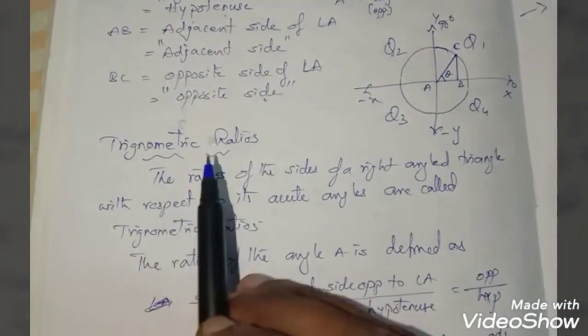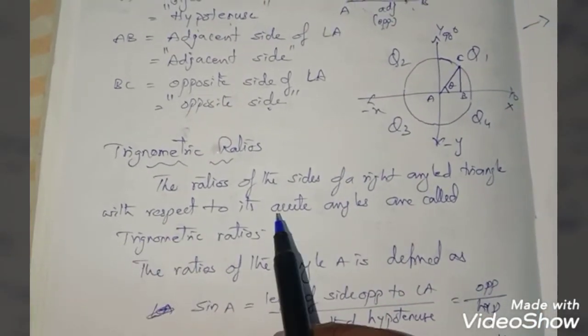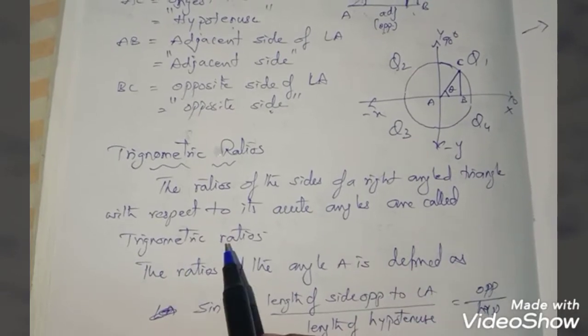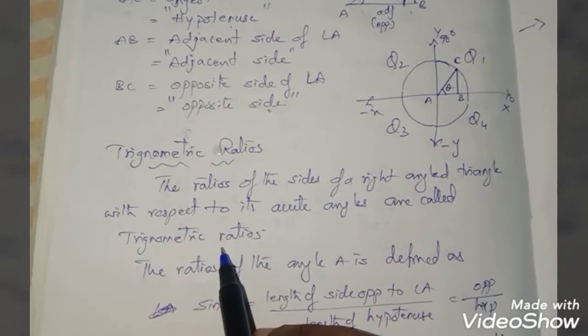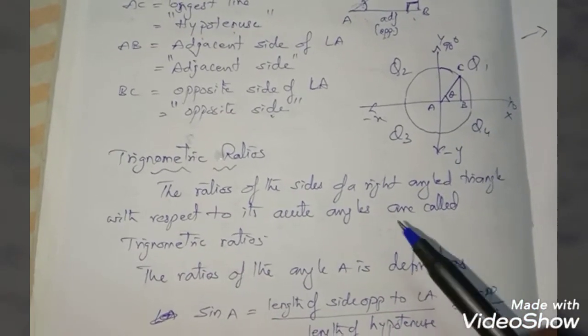Next, coming to your trigonometrical ratios. In trigonometrical ratios, the ratios of the sides of a right angle triangle with respect to its acute angles are called trigonometric ratios. Means you have to find the ratios of the sides of the triangles, right?